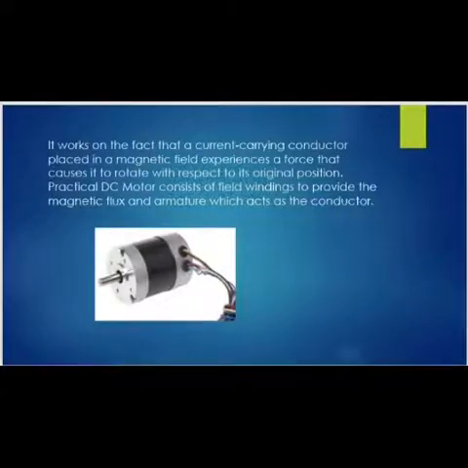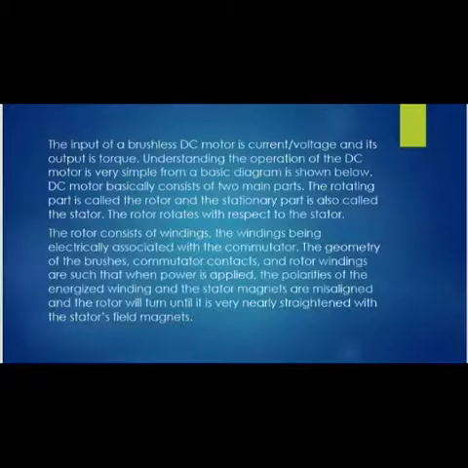It works on the fact that a current carrying conductor placed in a magnetic field experiences a force that causes it to rotate with respect to its original position. A practical DC motor consists of field winding to provide the magnetic flux and armature which acts as the conductor. The input of a DC motor is current and voltage, and its output is torque. Understanding the operation of a DC motor is very simple from the basic diagram shown below.